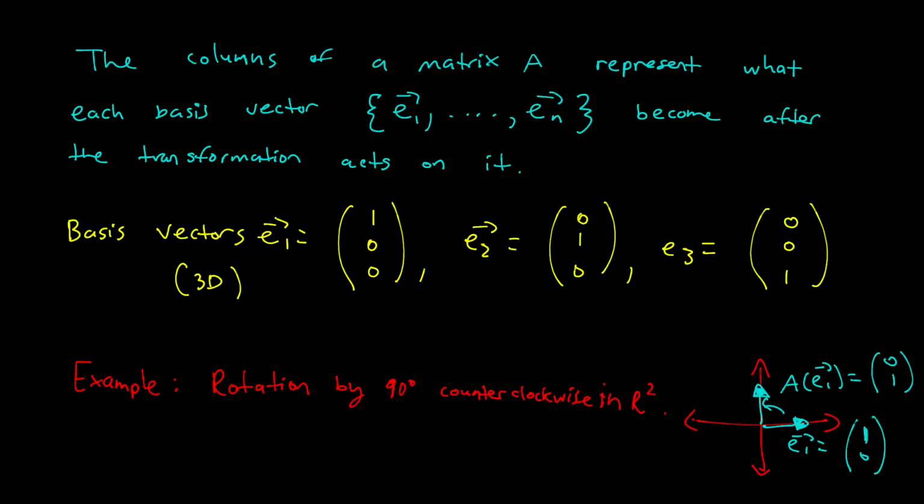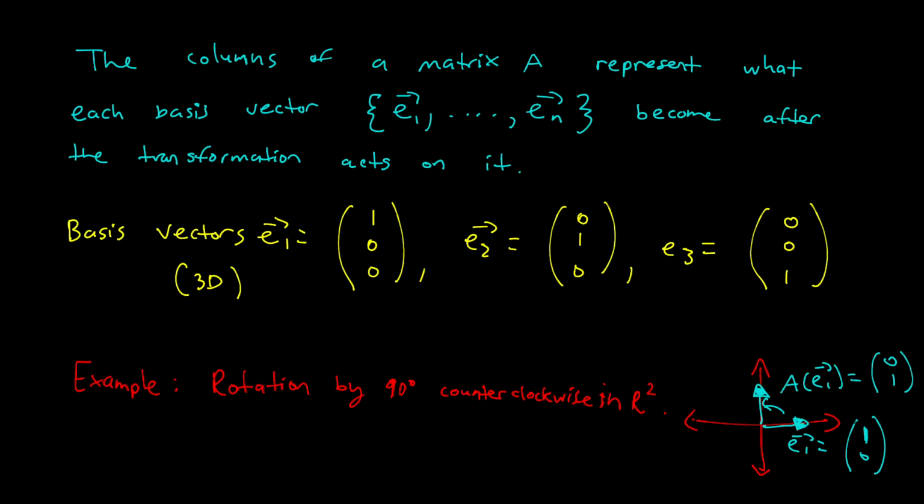And the columns of a matrix A that represents that transformation represent what each basis vector E1 all the way to EN become after the transformation acts on it. An example of basis vectors in the 3D case is E1 is just 1, 0, 0, E2 is 0, 1, 0, and E3 is 0, 0, 1.